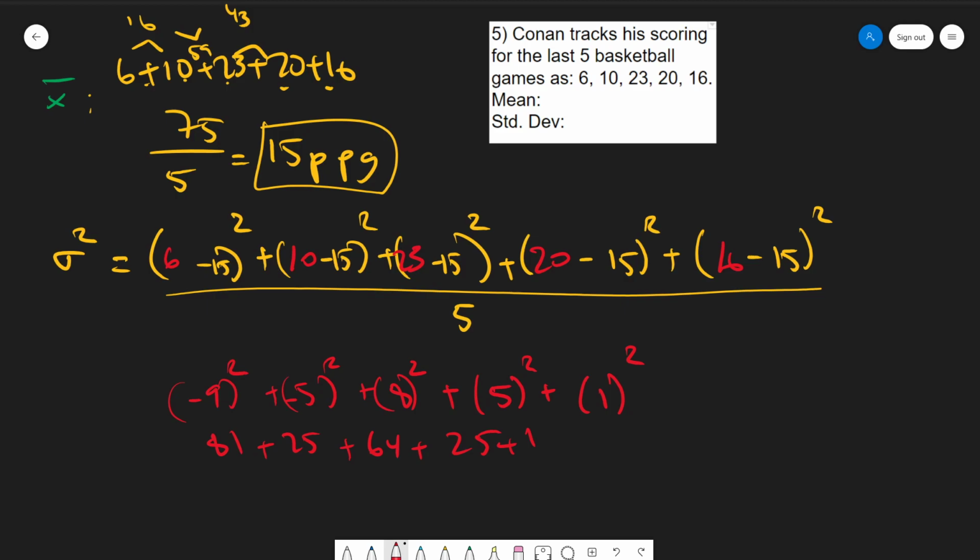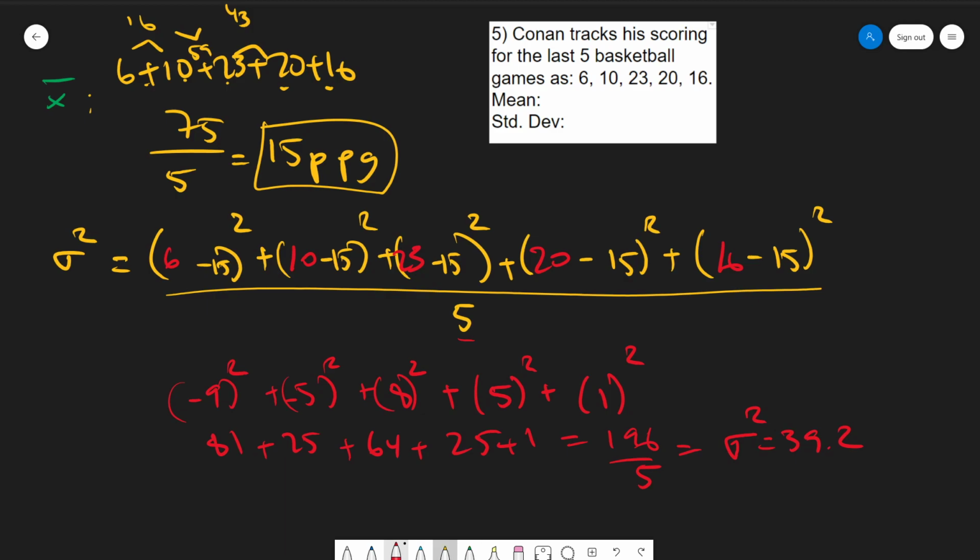So I'm just going to go ahead and sum it up on a calculator, and get 196. Divide that out by 5 still. And we get our variance is 39.2. So our variance is 39.2.